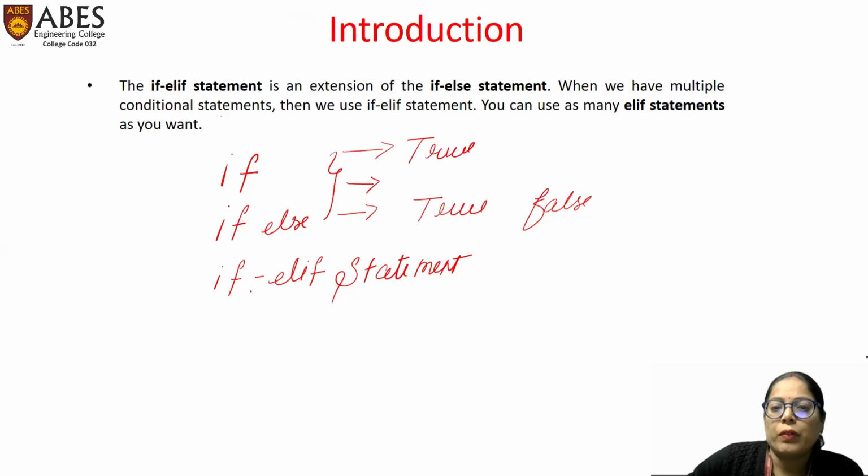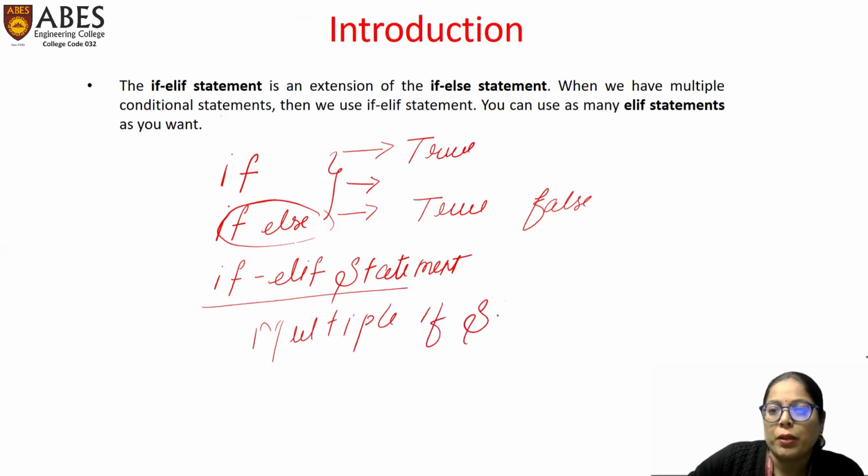Now we will see the if elif statement. The if elif statement is again an extension of the if else statement only. What happens actually? In the case of the if elif statement, we will have multiple if statements. So we can see that if elif is an extension of the if statement. We will try to understand this with the flow chart also.